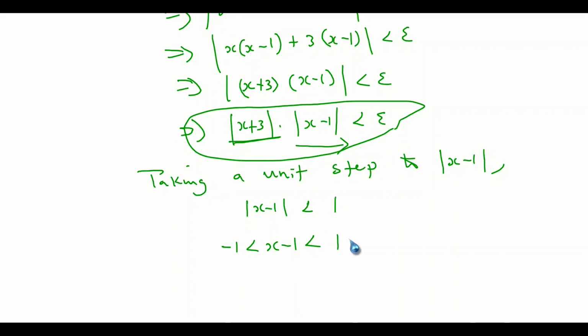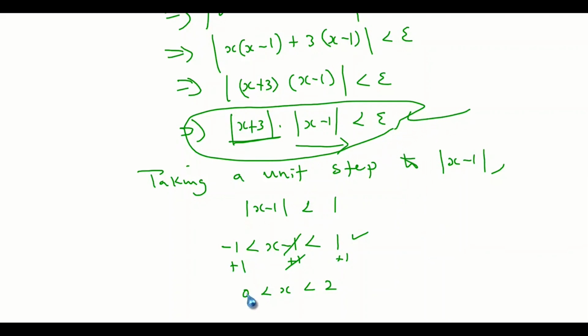If you don't understand this, please kindly go to my YouTube channel and look for the playlist titled absolute value functions. Now I want to get x, so I need to add 1 all through. This will cancel this, so that means 0 is less than x and x is less than 2. Don't forget that I want to make this big.